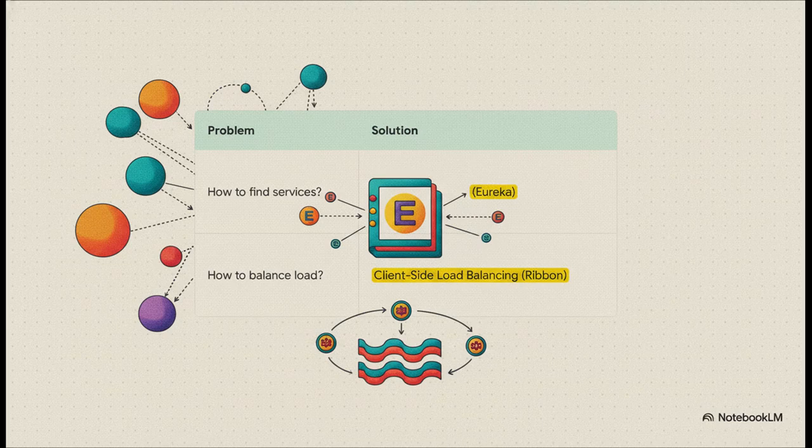Well, Spring Cloud solves this with a beautiful 1-2 punch. First, you've got Eureka, which acts as a service registry. Think of it like a dynamic phone book for all your microservices. When a service starts up, it registers itself with Eureka. Then, when another service wants to talk to it, it just asks Eureka for the address. Simple. Then you have Ribbon, which is a client-side load balancer. It works hand-in-hand with Eureka to get a list of all available instances and then smartly distributes the outgoing requests.